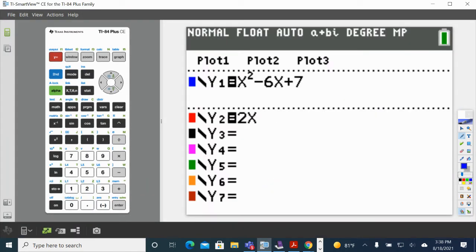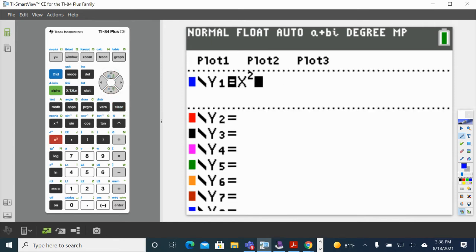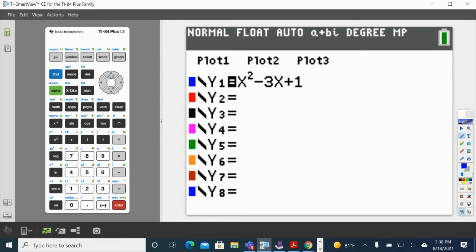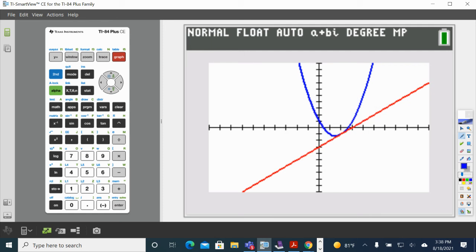So back to y equal, clear out the old stuff, put in the two new equations. X squared minus 3x plus 1 is the first one. The second one, after we changed it around, was y equals x minus 3, and then graph. This looks to me like it might be one solution. I'm going to show you how to check to make sure that it's just one solution.